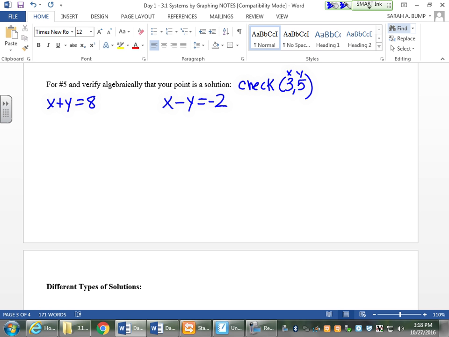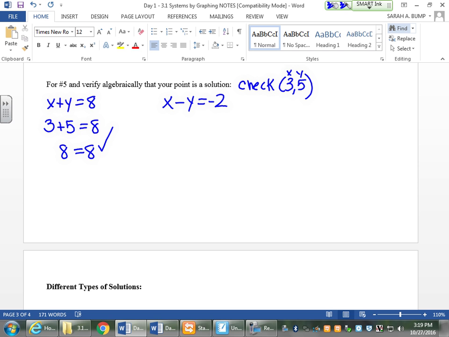So in for x, I'm going to sub in a 3. In for y, I'm going to sub in a 5, and I'm not going to change the 8. 8 stays 8. You keep simplifying the left-hand side because you don't know that's actually 8. Maybe you made a mistake. But 3 plus 5 is 8, so 8 equals 8. That's a verification. The 8 on the right-hand side comes down, and you simplify the left-hand side until you get a number, and if you did it right, they should match.